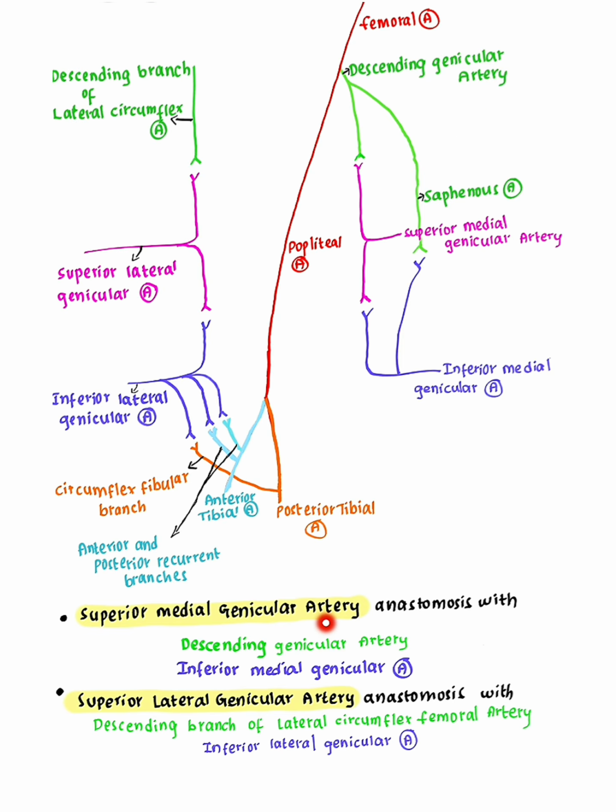Superior medial genicular artery anastomoses with descending genicular artery and inferior medial genicular artery. Descending genicular artery is a branch of femoral artery within the adductor canal. This descending genicular artery anastomoses with superior medial genicular artery.